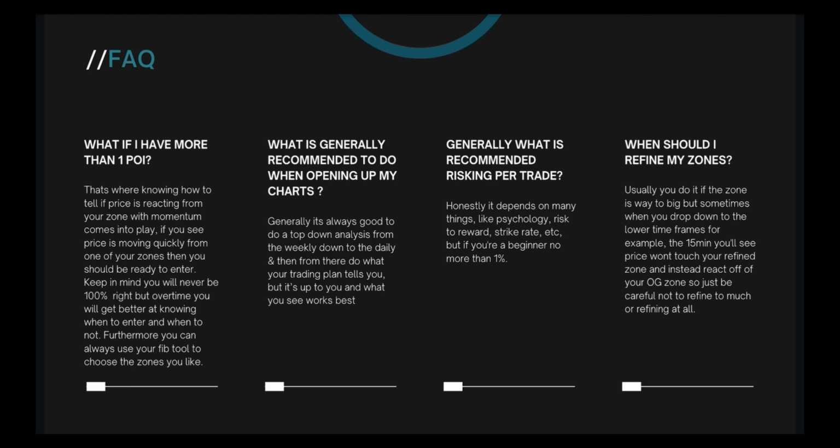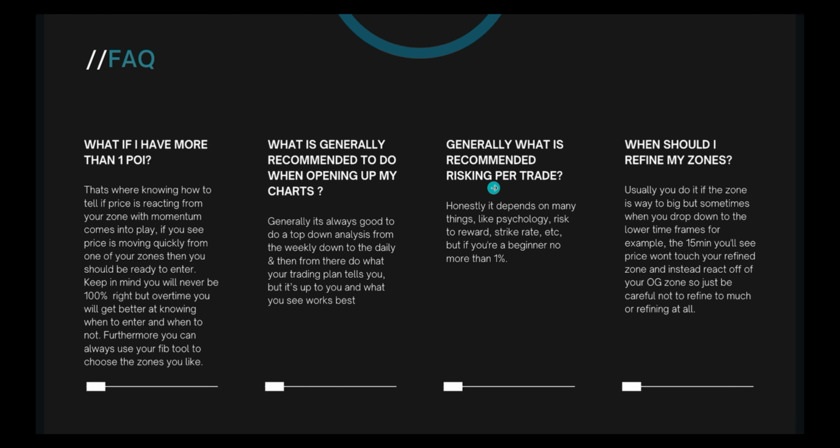Next, what is generally recommended to do when opening up my charts? Generally, it's always good to do a top-down analysis from the weekly down to the daily, and then from there, do what your trading plan tells you. But it's up to you and what you see works. So please, ladies and gents, do a top-down analysis. Start from the weekly, drop down to the daily, 4-hour, whatever the case may be. Whatever you have seen works, and just get an overall bias for the day. And then you would follow my trading plans, or if you want to stick to what my trading plan tells you, it's up to you. But I would like for you to get some good chart time in and mark up your charts.